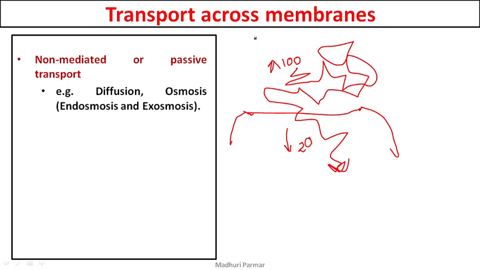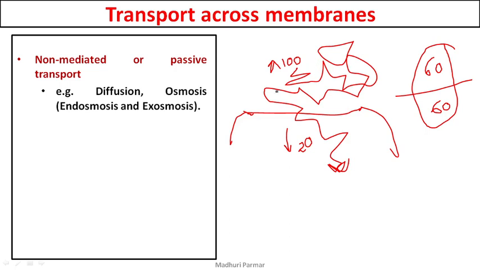How long will this happen? Till there are 60 molecules of glucose outside and 60 molecules of glucose inside. This is called equilibrium. Till equilibrium is reached, the molecules will diffuse. Again, I'm telling you, there is no use of energy.